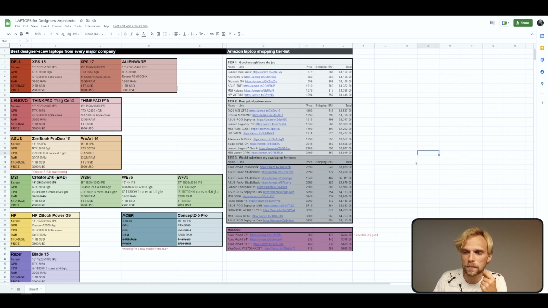And then you have tier 3, would substitute my own laptop for these. These are, how do you explain this? You can always buy a laptop for $22,000. There is an Asus ProArt laptop, by the way, for $22,000. You can buy it, but why? Why would you? It's way too expensive.